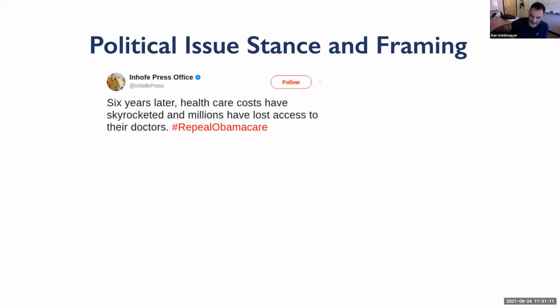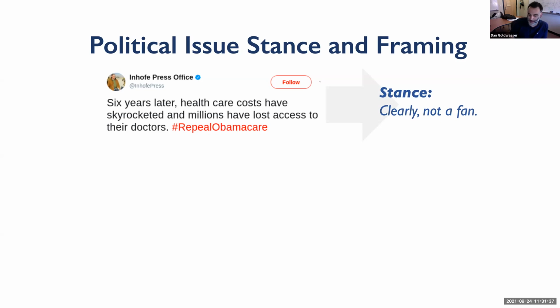So let's do a quick exercise. Here we would like to determine the stance on the political issue. This is a tweet by a strongly Republican member of Congress: "6 years later, healthcare costs have skyrocketed and millions have lost access to their doctors. #repeal Obamacare." So the stance is very straightforward here.